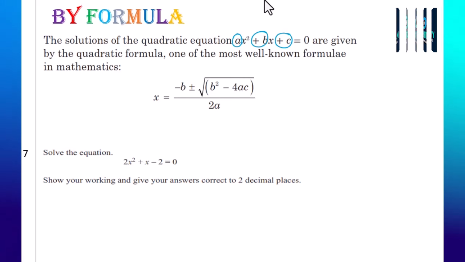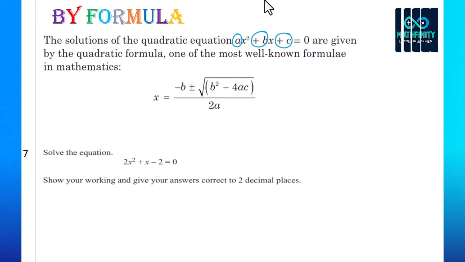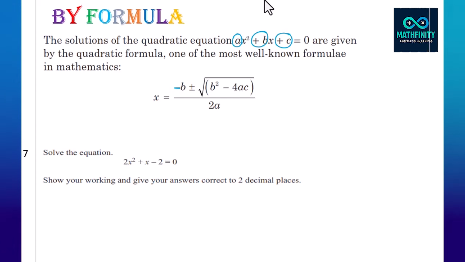This formula will be given to you in the formula sheet, either in paper 2 or in paper 4, without calculator and with calculator. In both papers, this formula will be given: minus b plus minus square root of b square minus 4ac, over 2a. This formula we will use to find the solution.